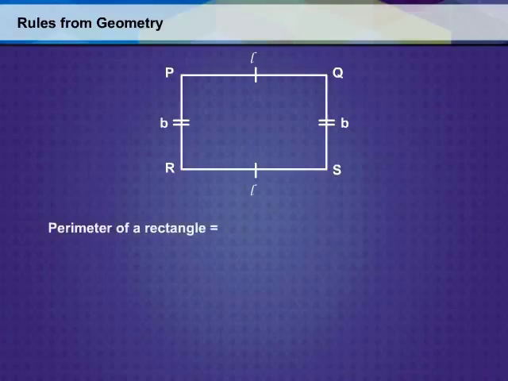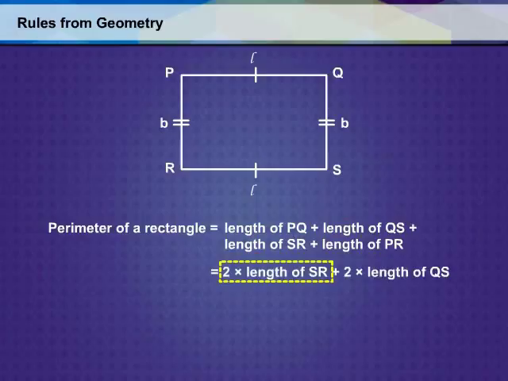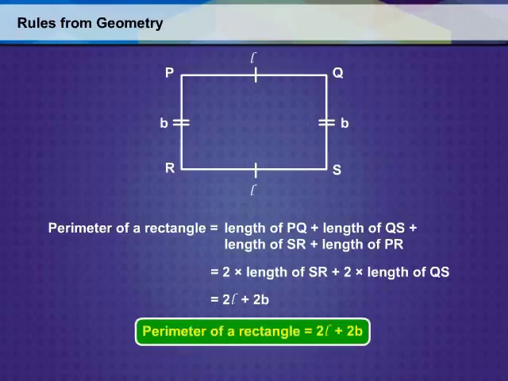Therefore, the perimeter of a rectangle is the length of PQ plus the length of QS plus the length of SR plus the length of PR, which is equal to 2 times the length of SR plus 2 times the length of QS. We get 2L plus 2B. The rule, therefore, is that the perimeter of a rectangle is equal to 2L plus 2B, where L and B are respectively the length and breadth of the rectangle.